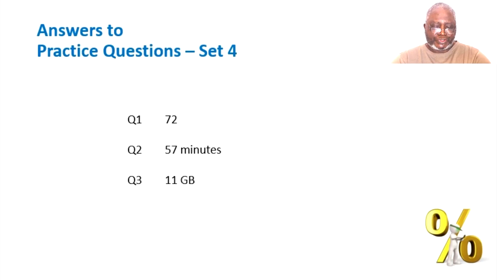Answers to practice questions set 4. Question 1, 70. Question 2, 57 minutes. So because she ran faster, her time was quicker. And then question 3 is 11 gigabytes.